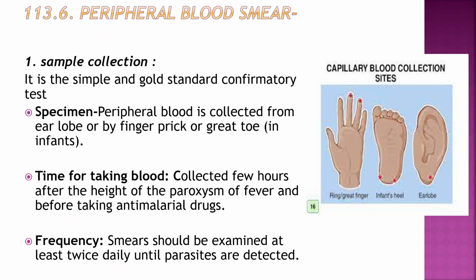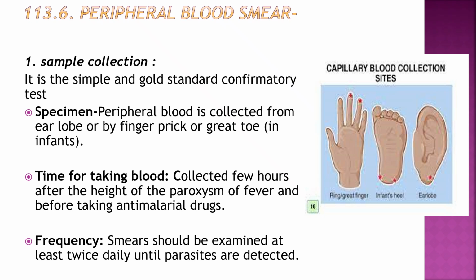Peripheral blood smear, first is the sample collection. It is a simple and gold standard confirmatory test for malaria and filaria or other blood parasites. Specimen: the peripheral blood is collected from the earlobe or by finger prick, or from the great toe in infants. The blood should be collected a few hours after the height of the paroxysm of fever and before taking antimalarial or antifilarial drugs.